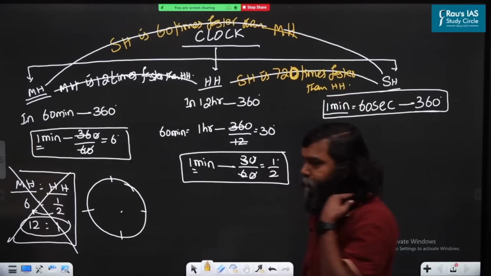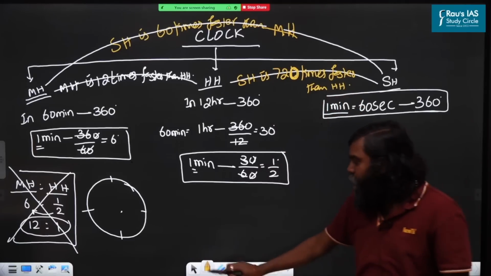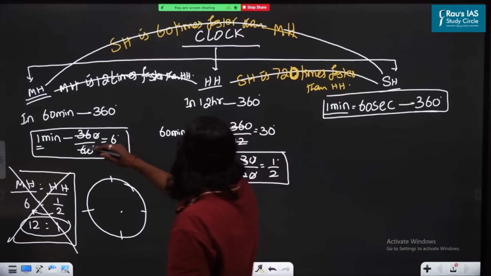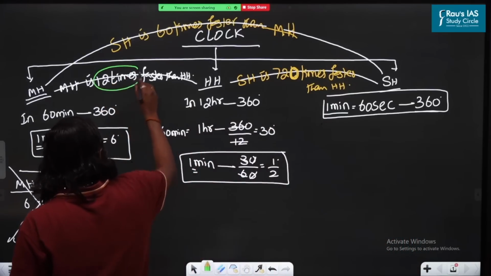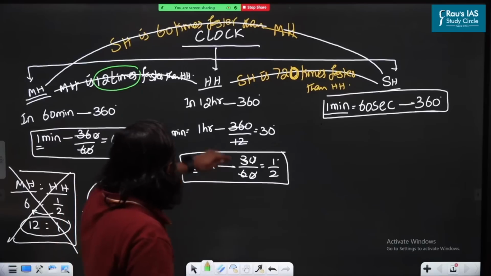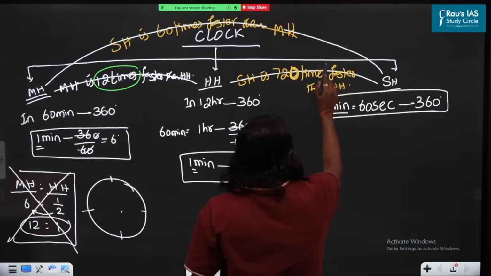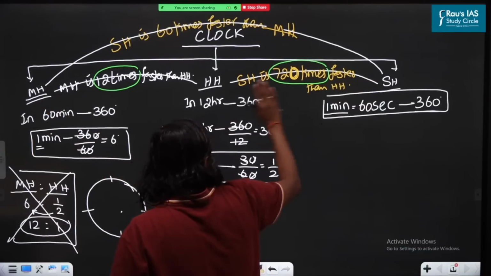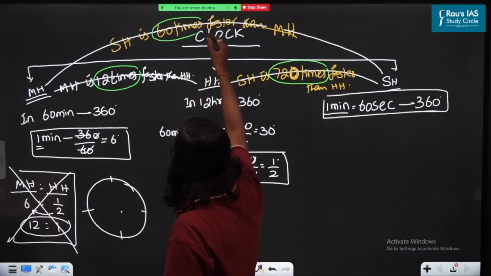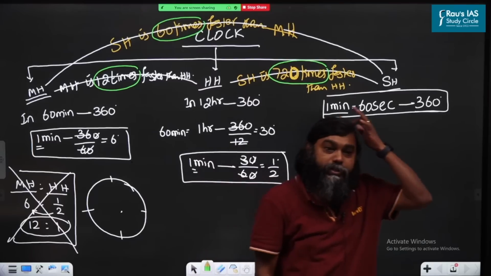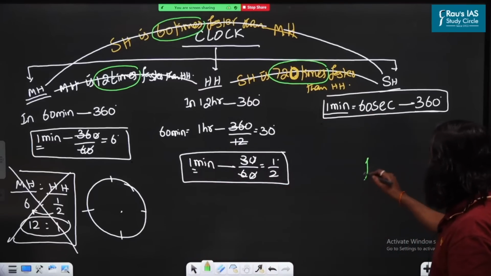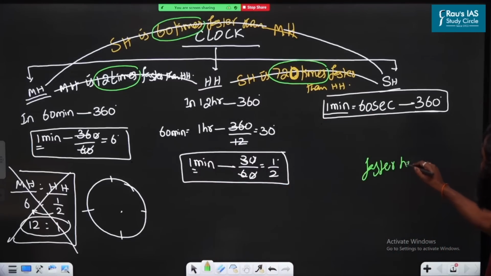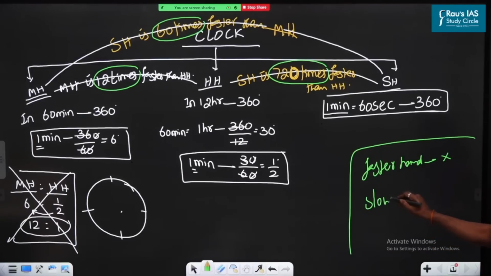What is the relationship between minute hand and hour hand? 12 times. What is the relationship between hour hand and second hand? 720 times. What is the relationship between minute hand and second hand? 60 times. If the question asks about the faster hand, you have to multiply. If the question asks about the slower hand, you have to divide.